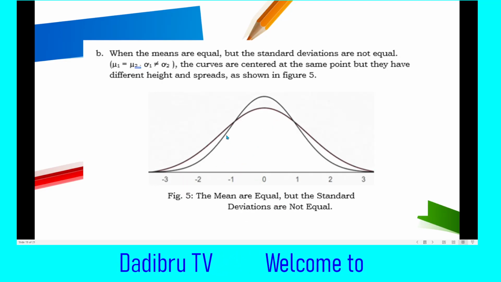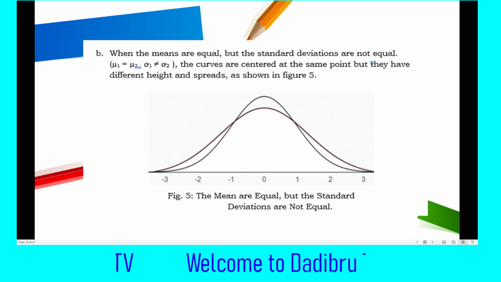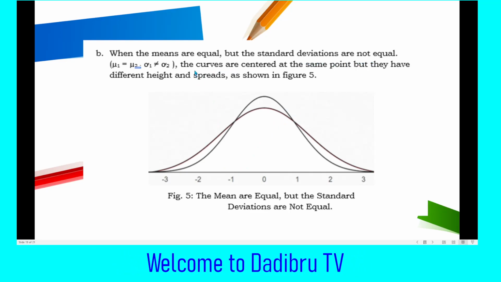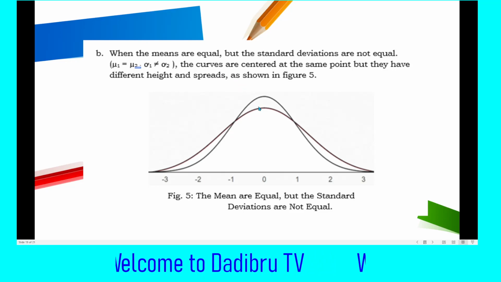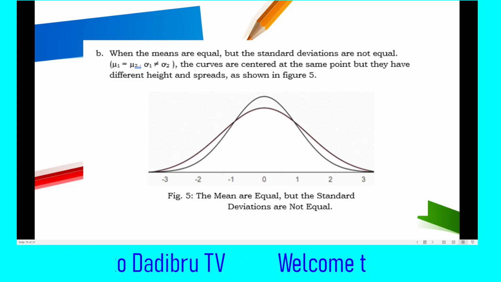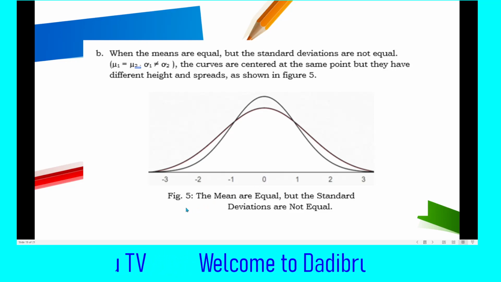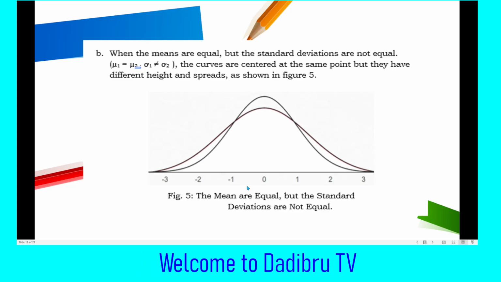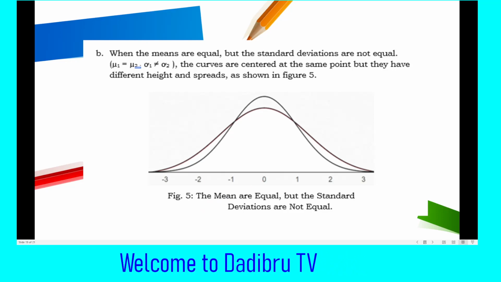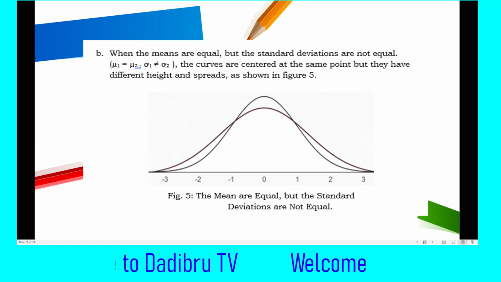B. When the means are equal but the standard deviations are not equal, the curves are centered at the same point, but they have different heights and spreads, as shown in figure 5. In figure 5, the means are equal, but the standard deviations are not equal.